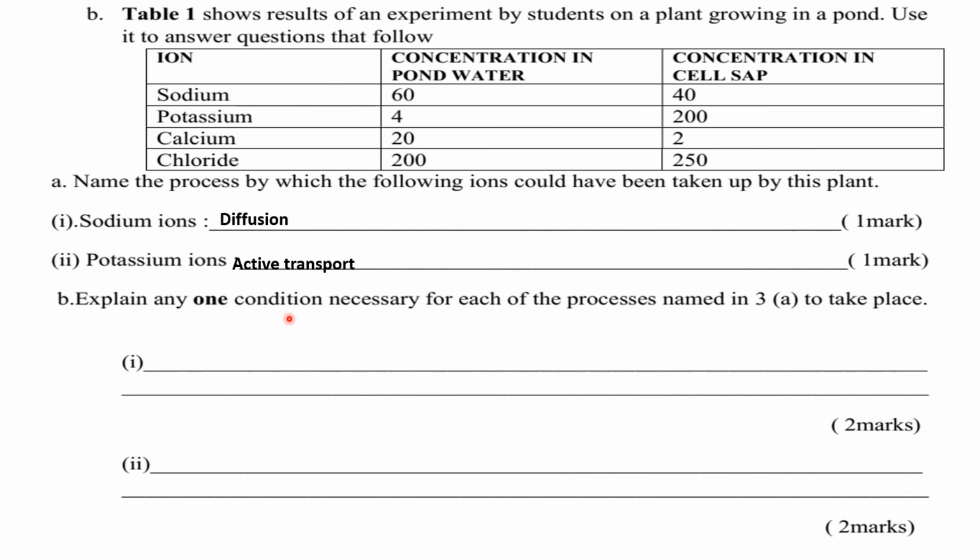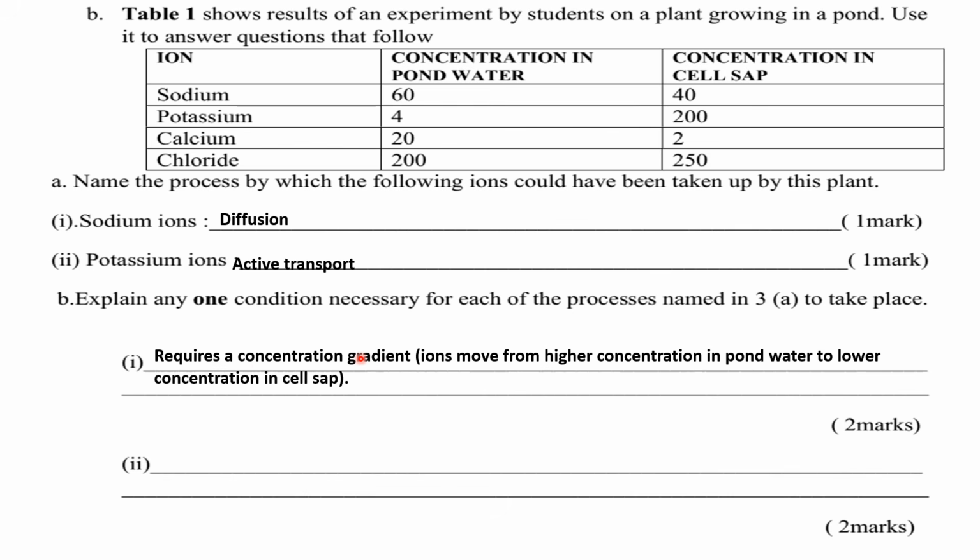Explain any one condition necessary for each of the processes mentioned above. For diffusion to occur, there must be a concentration gradient, meaning that ions should move from their higher concentration, which in this case is the pond, to lower concentration, in this case the cell sap.